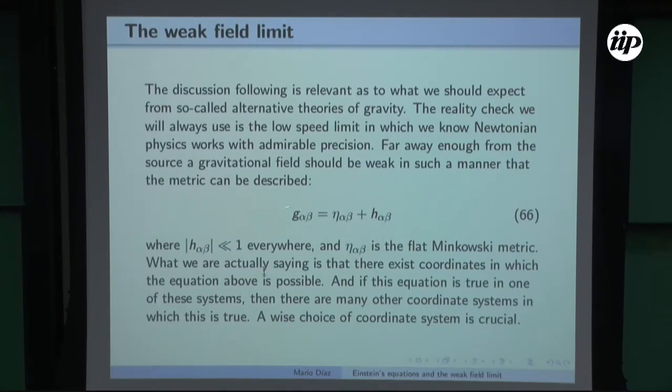So this is a generic metric. But far from the source, we're going to write it like Minkowski plus some small quantities. Each of the components of this perturbation metric is smaller than one. And by writing this, we're saying that we're going to find the coordinates in which this equation is possible. And if this equation is true in one of the systems, then it's going to be true everywhere. So again, how we choose coordinates is very important.